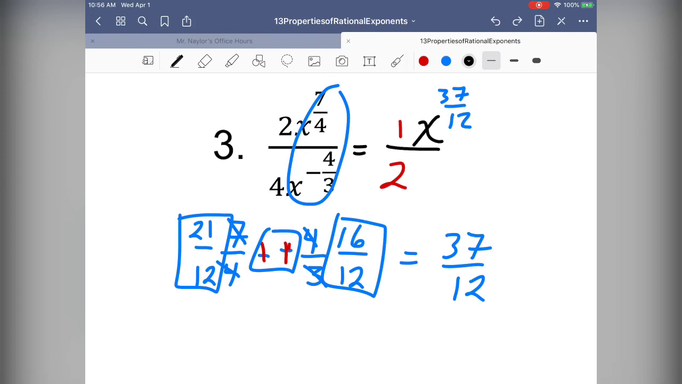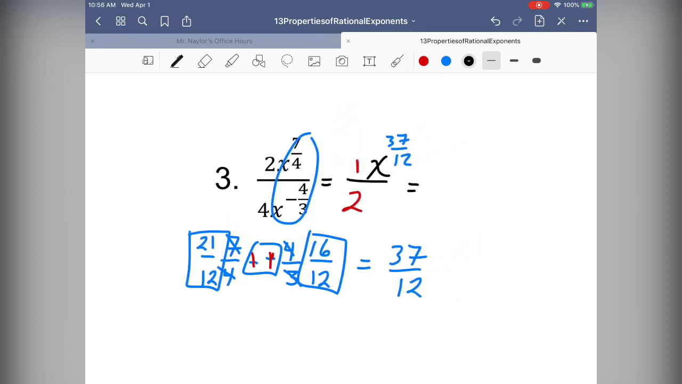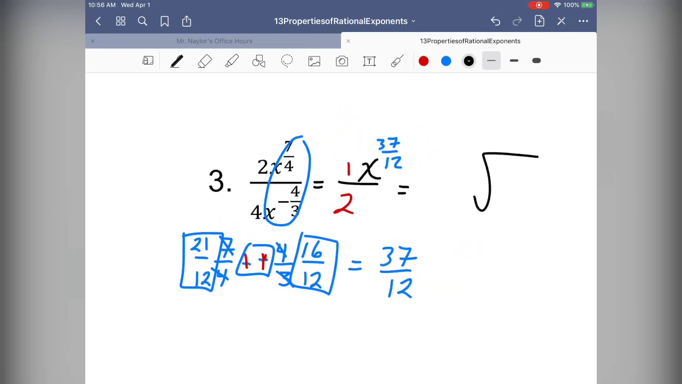Now, 37/12, again, is a strange exponent, but it does represent a radical. 12 is the root, 37 is the power, so I can write this as a radical. And what to do with this 1/2 that's been hanging out? Well, it's just in front of your radical. So you have 1/2 x, you have 1/2 the 12th root of x to the 37th power.